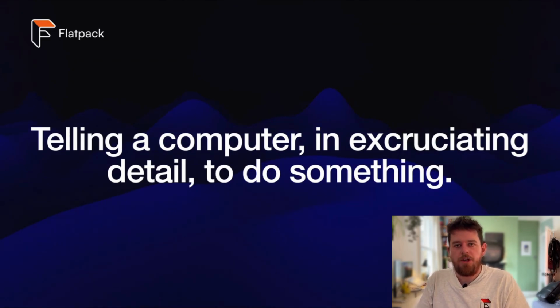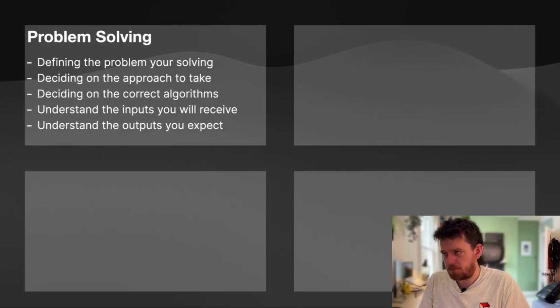So for example, you could tell somebody, hey, could you go over there and get this thing for me? Whereas a computer, you would need to tell it exactly the movements that it would need to make in order to accomplish the task that you want it to. So this kind of software engineering, this telling the computer in excruciating detail to do something, follows four major parts.